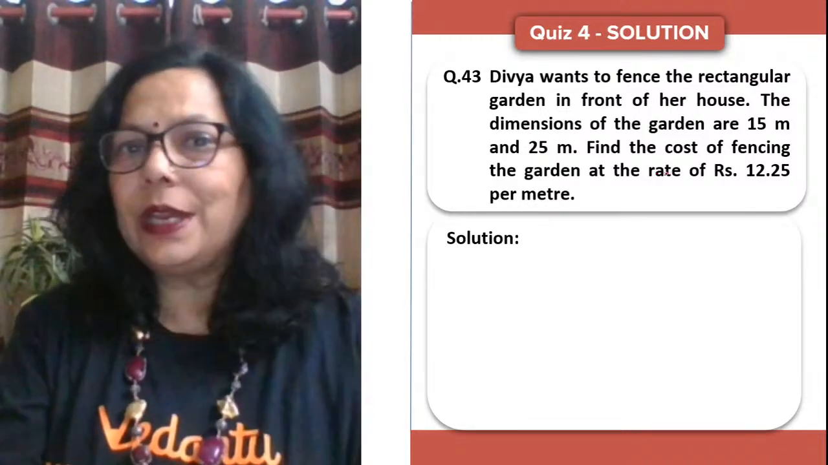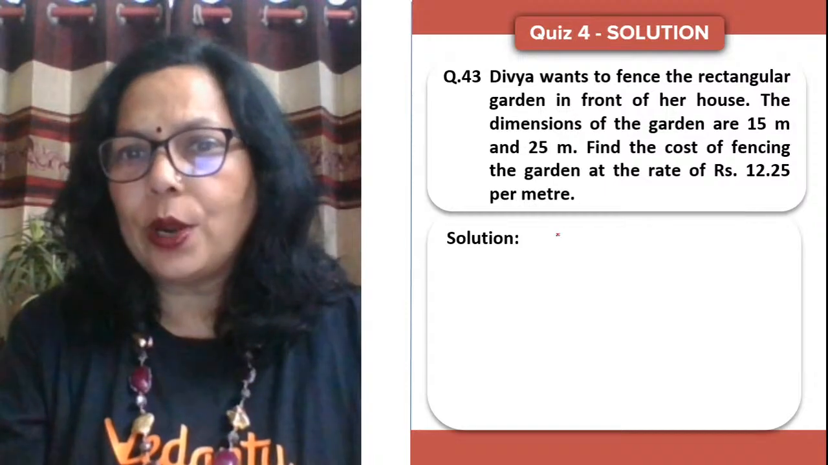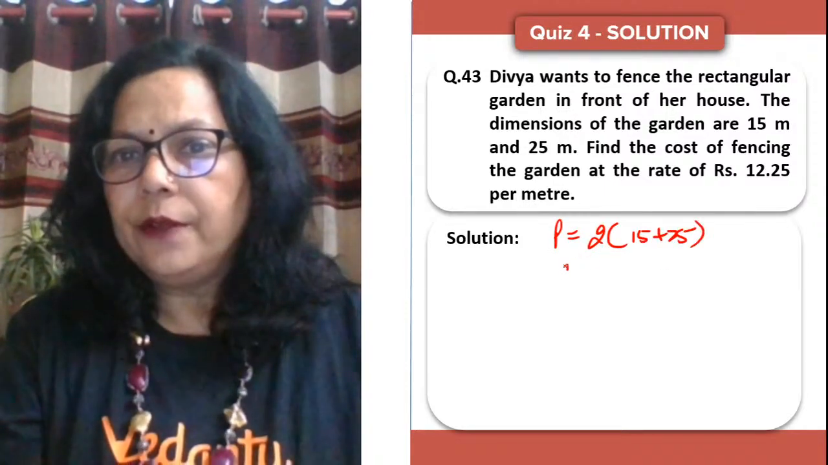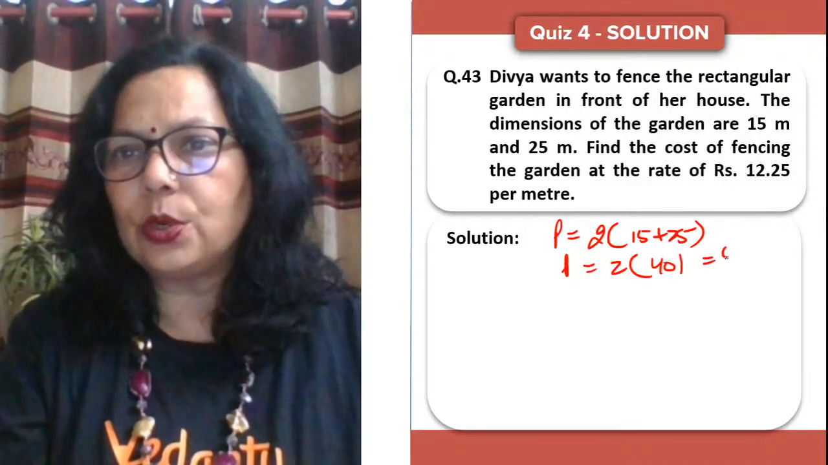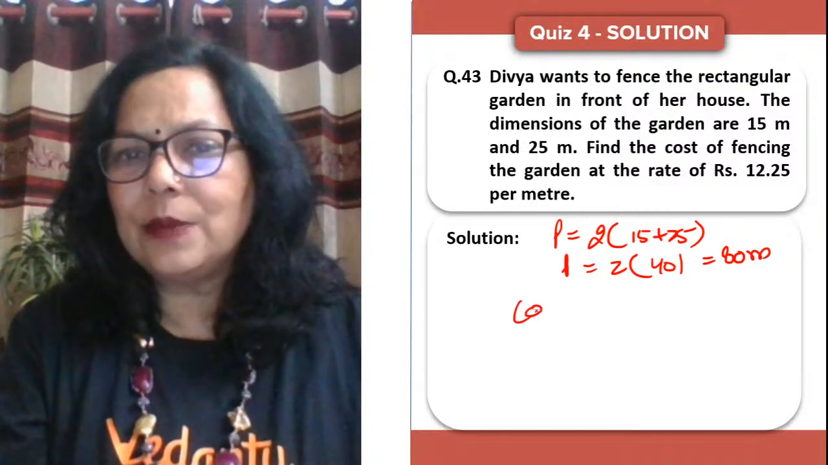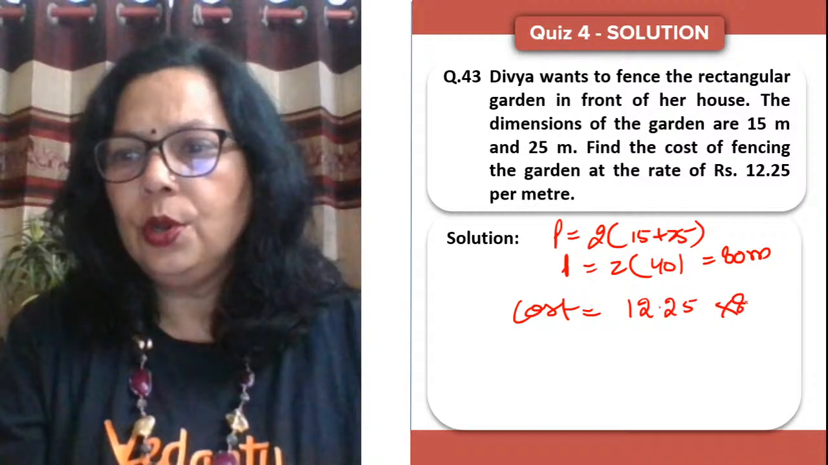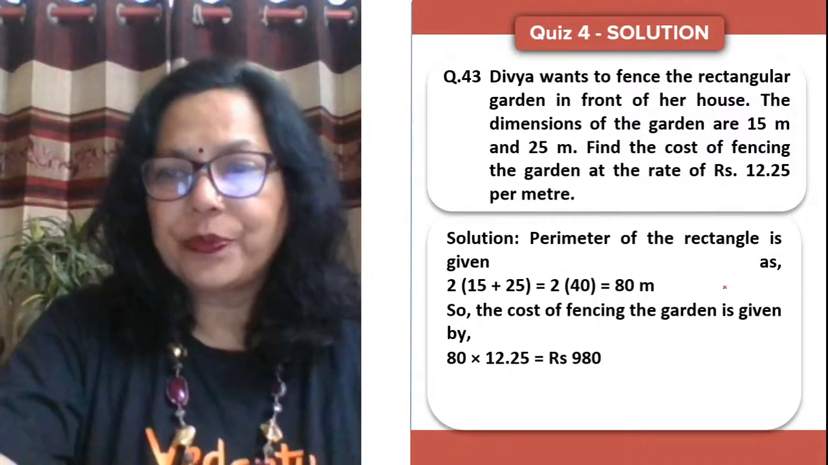Whenever there is fencing, what will we find? Perimeter. Dimensions of the garden are 15 and 25. So what is the perimeter? 2 into (15 plus 25). That gives you 2 into 40, which is equal to 80 meters. And simple cost, even a class 5 child can do it. 12.25 into 80. Yes, JJ, you are right. And you get 980 as the answer.